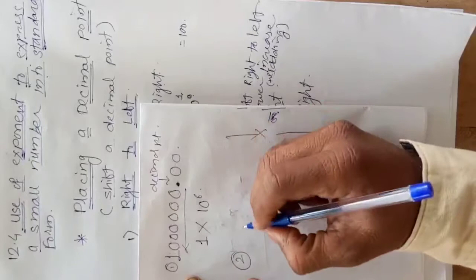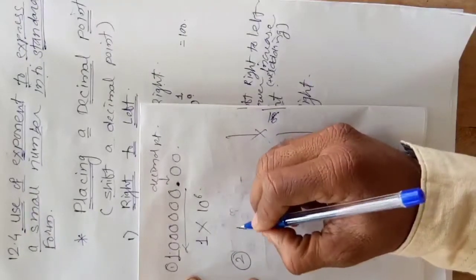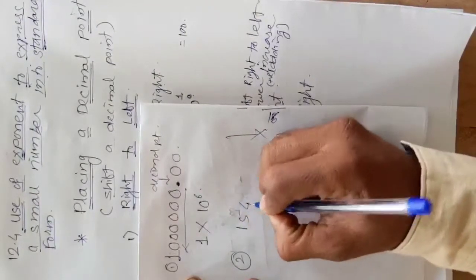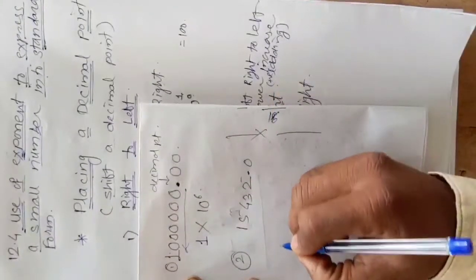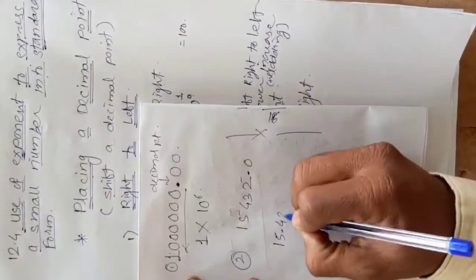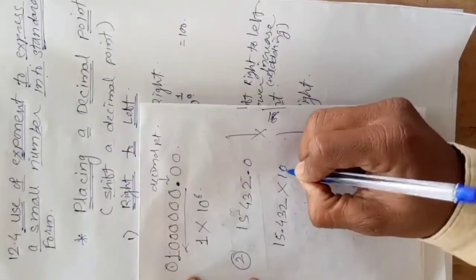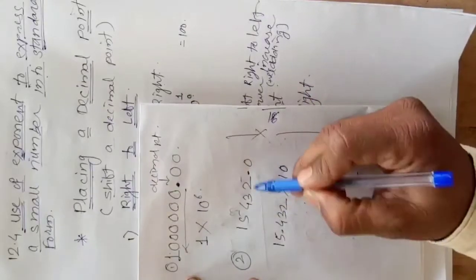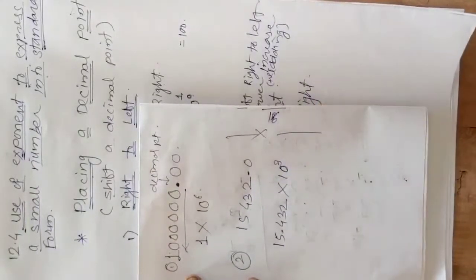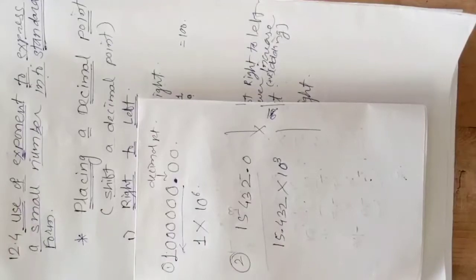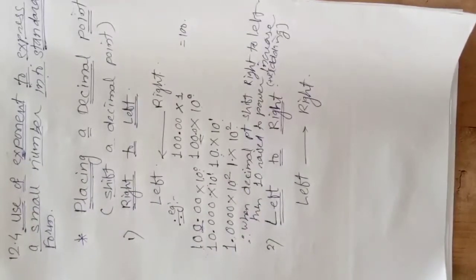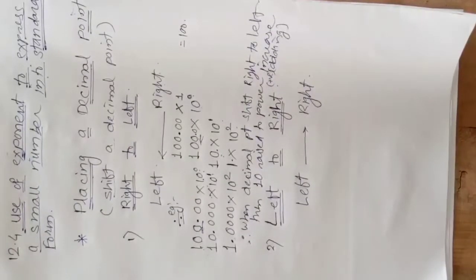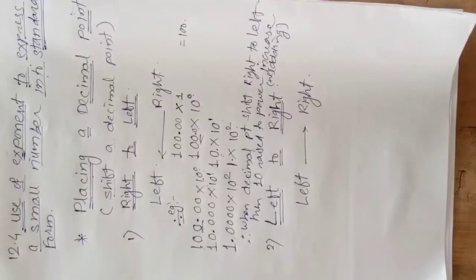If we consider the second example, if we write down 15,432 into 0, decimal point 0, we write it as 15.432 into 10 raised to the power, how many places? 1, 2, 3. So simply 10 raised to the power 3. Understand? So when we shift the decimal point from right to left, the power of 10 is increased.